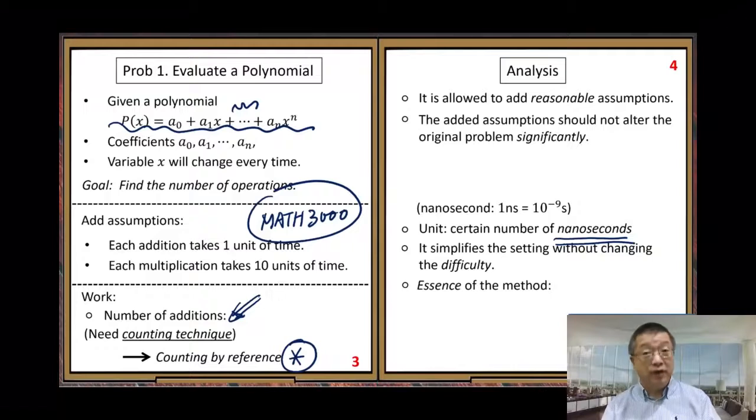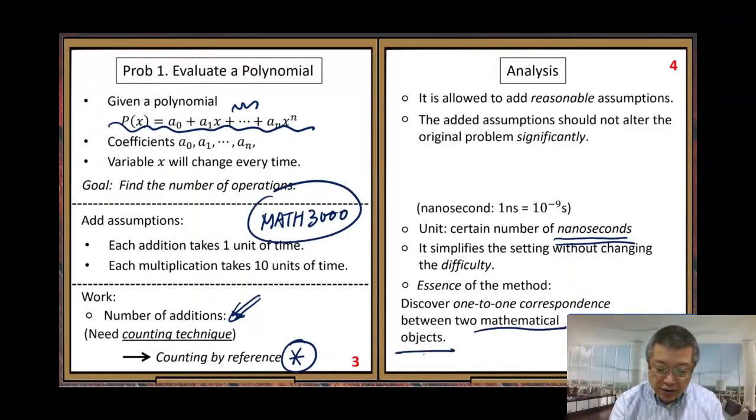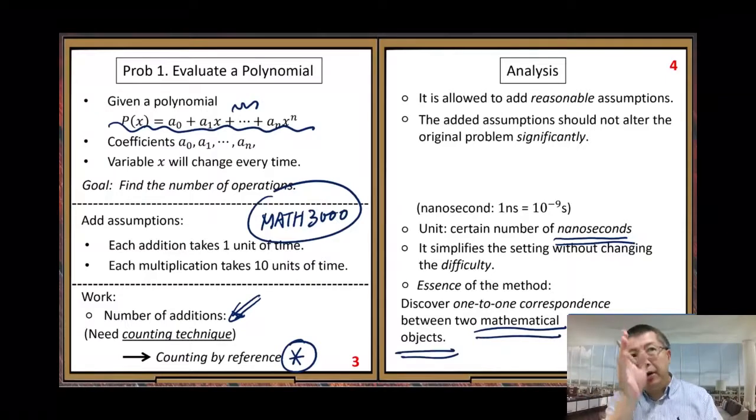All right, the essence of the method is pretty straightforward, like this. We need to discover a one-to-one correspondence between two mathematical objects. Here I use some abstract terms, mathematical objects. What mathematical objects? Here we use two. The first one, the number of plus signs. One plus sign corresponds to one addition, right? So we need to count the number of plus signs. That is the first mathematical object.